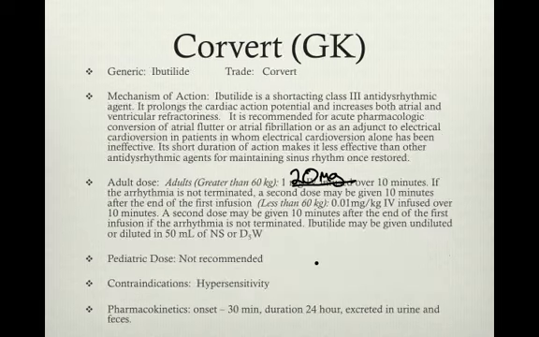Corvert, general knowledge. Generic on this is Ibutilide, or trade name is going to be Corvert. Short-acting class 3 antidysrhythmic agent, prolongs the cardiac action potential and increases both atrial and ventricular refractoriness. It's recommended for acute pharmacological conversion of atrial flutter or atrial fibrillation.